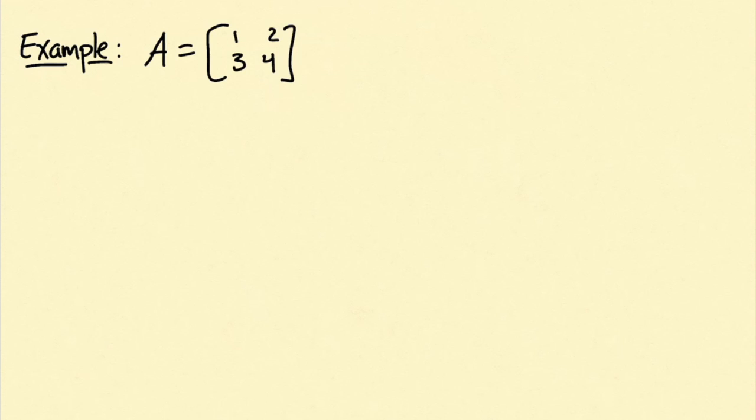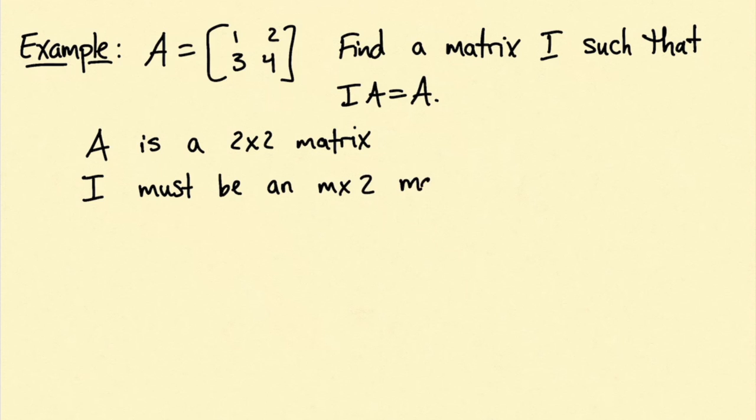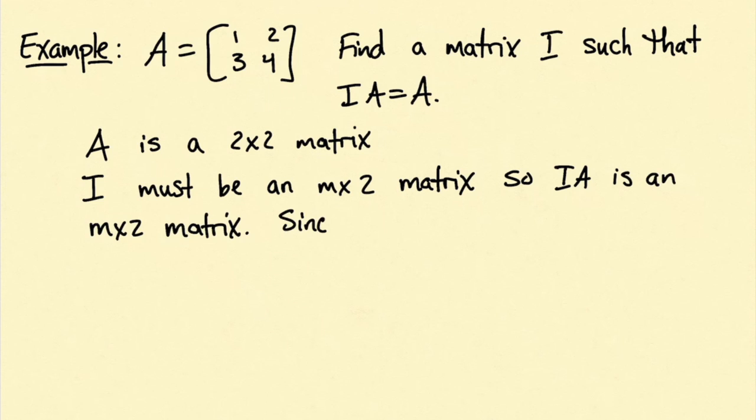To be able to pinpoint such a matrix, it's helpful to think about some small examples. So let's start with the matrix A, whose columns are (1, 3) and (2, 4). We want to find a matrix I that satisfies I times A is equal to A. To do this, it's helpful to first identify what the dimensions of I must be. The matrix A is a 2 by 2 matrix. In order for the product IA to be defined, I must be an m by 2 matrix. That way, the product IA is an m by 2 matrix. But if IA is going to be equal to the 2 by 2 matrix A, then m had better be 2 as well.